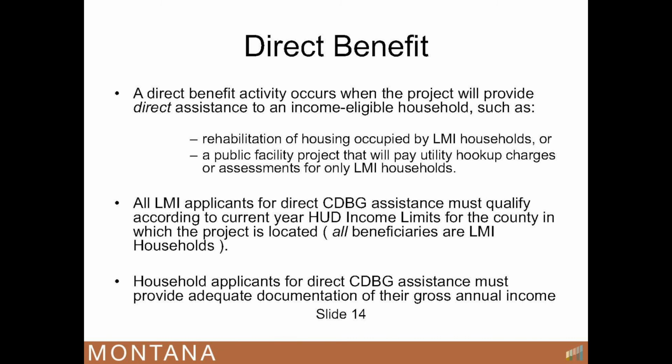So in these cases, all LMI applicants for direct CDBG assistance must qualify according to current year HUD income limits for the county in which the project is located. In other words, all beneficiaries are LMI households. So in these cases, the household applicants for direct CDBG assistance must provide adequate documentation, and this would come from the income tax information and records of their gross annual income.